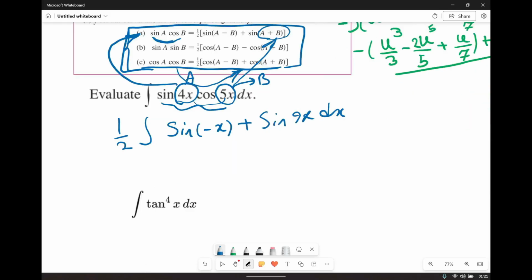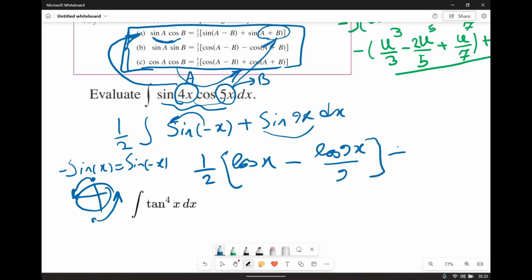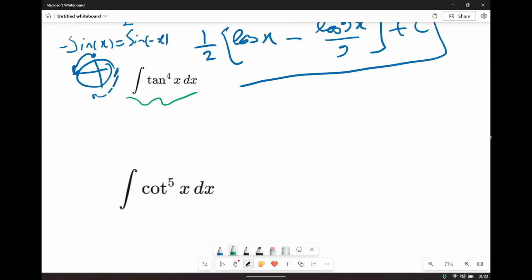Now I can calculate it easily because we know from trigonometry that minus sine x equals sine of minus x. I can put one over 2 outside. The integral of sine of minus x is cosine x, and the integral of sine 9x is minus cosine 9x divided by 9, plus c.